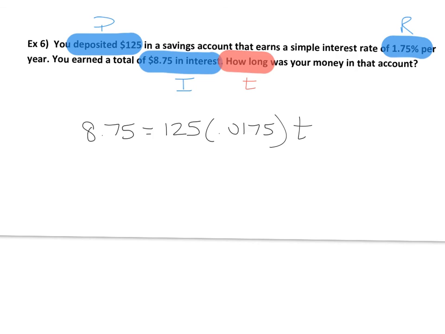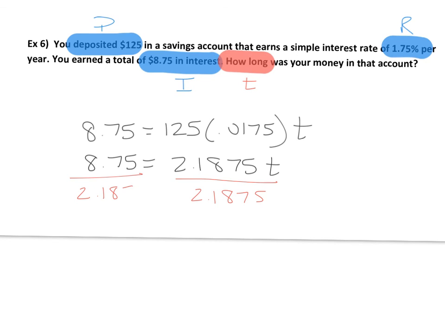First thing you're going to want to do is take that 125 times the 0.0175. So I ended up with 875 equals, now I'm not going to round this. I'm going to wait till the end to round, because if you round early, your answer won't be right. So go ahead and put the exact answer down, whatever you get. Now, to solve it, we're going to have to divide by 2.1875 on both sides. Okay, so let's put that in our calculators. We got 8.75 divided by 2.1875. So we end up with 4.